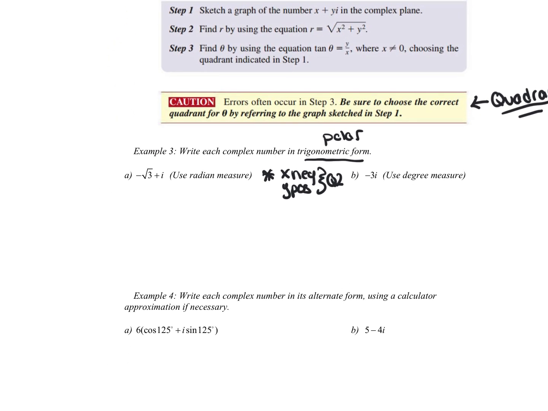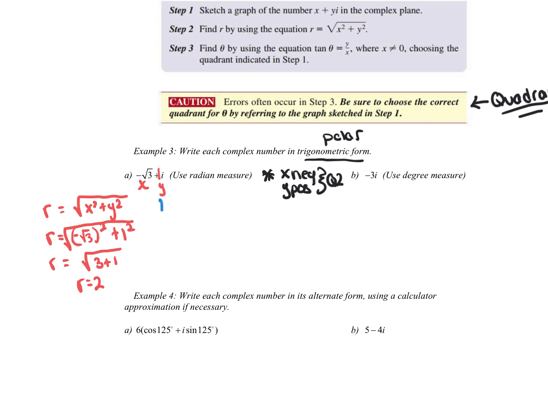So this piece right here is like my x, and the 1 right here is like my y, and the i means that it's my imaginary piece. So first thing to do is I need to find r. r equals the square root of x squared plus y squared, or r squared equals x squared plus y squared. So r equals, r is always positive, so I don't need to worry about the plus and minus, the square root of negative root 3 squared plus 1 squared. r is going to equal the square root of 3 plus 1, which is the square root of 4, which is 2. So r equals 2.